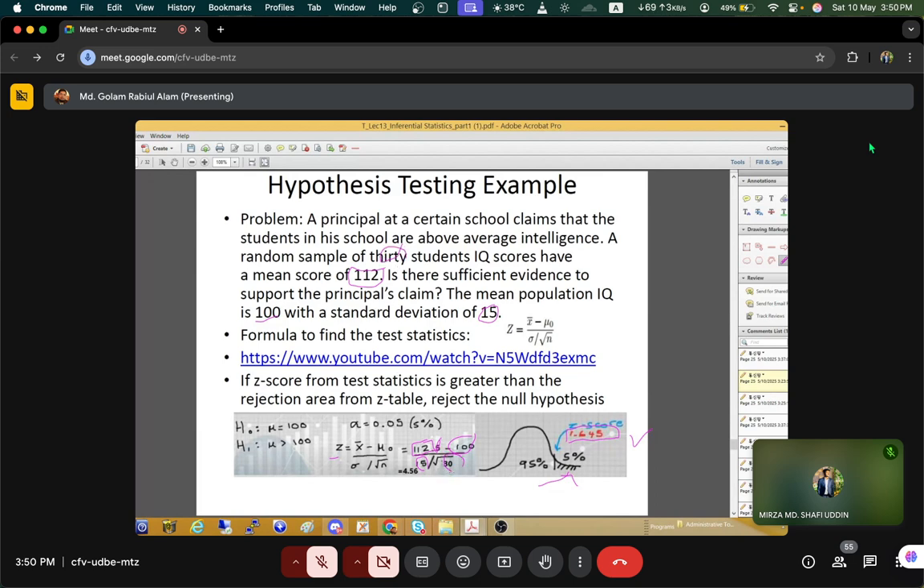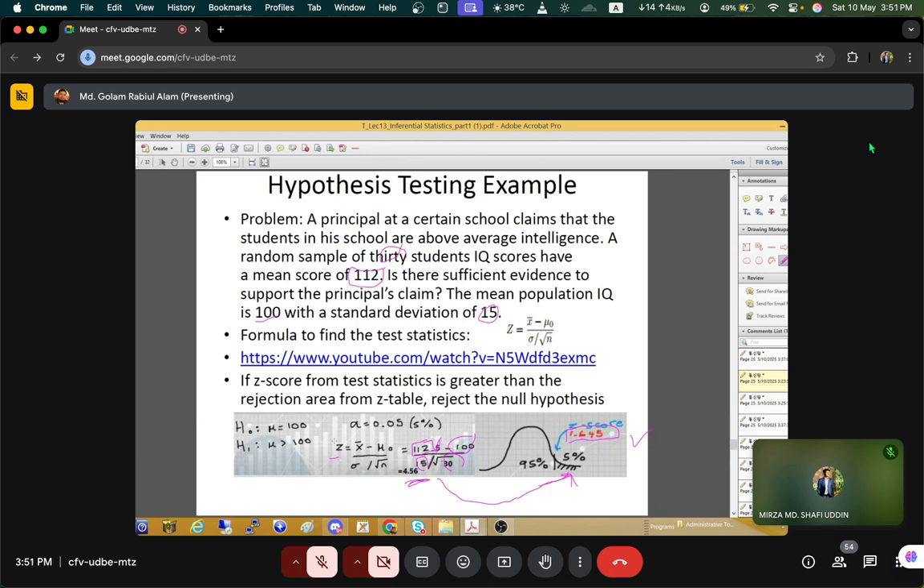So we can see it is 4.56, and the critical score is 1.645. So this value is greater than 1.645, which means it is in the rejection zone. If it is in the rejection zone, we can reject the null hypothesis, and if we reject the null hypothesis, we have to accept the professor's claim.